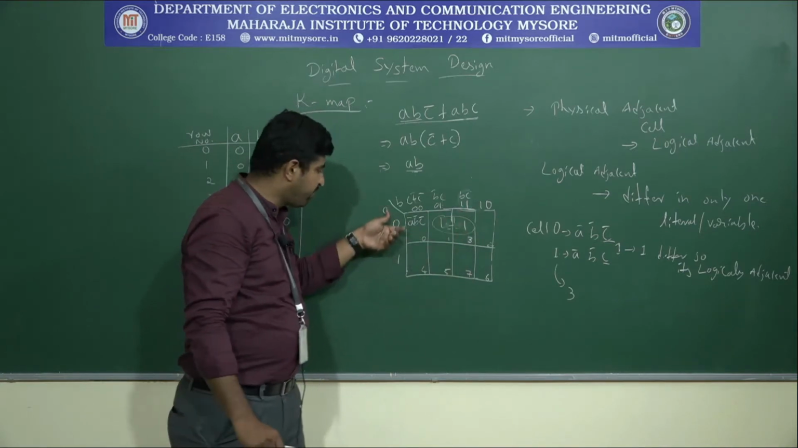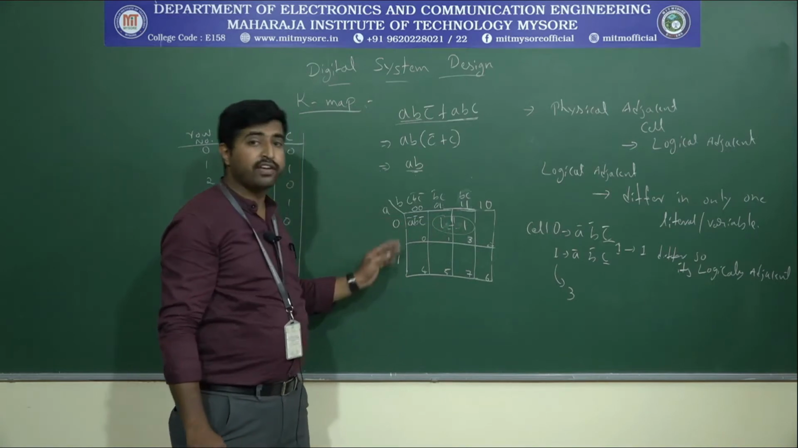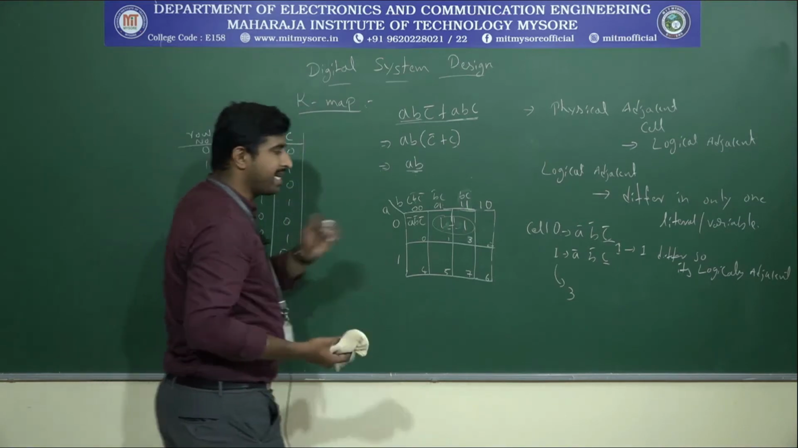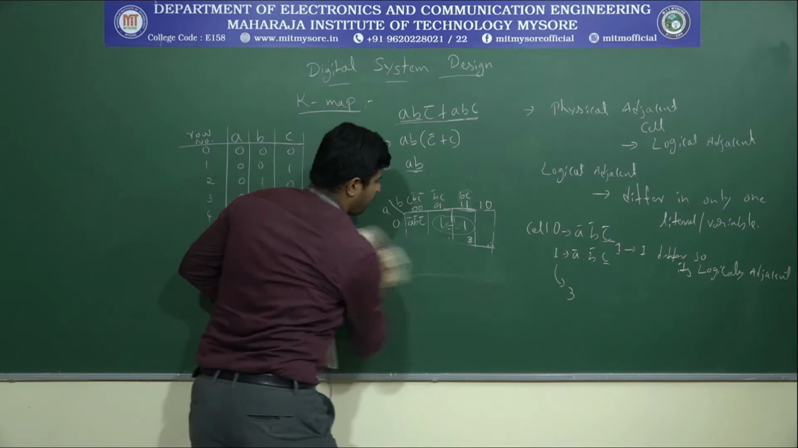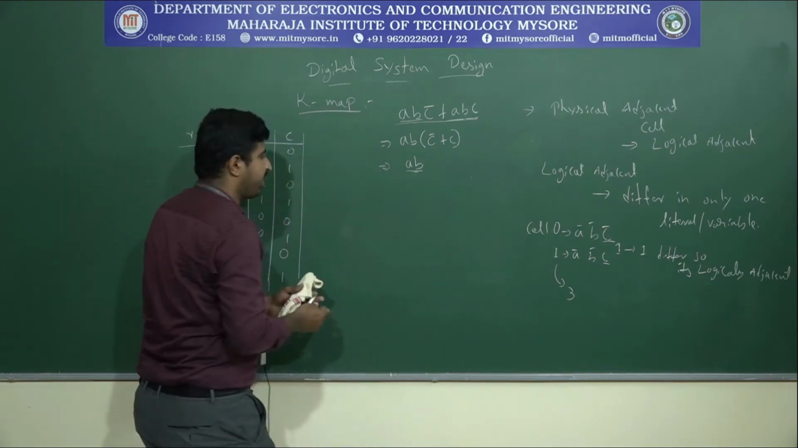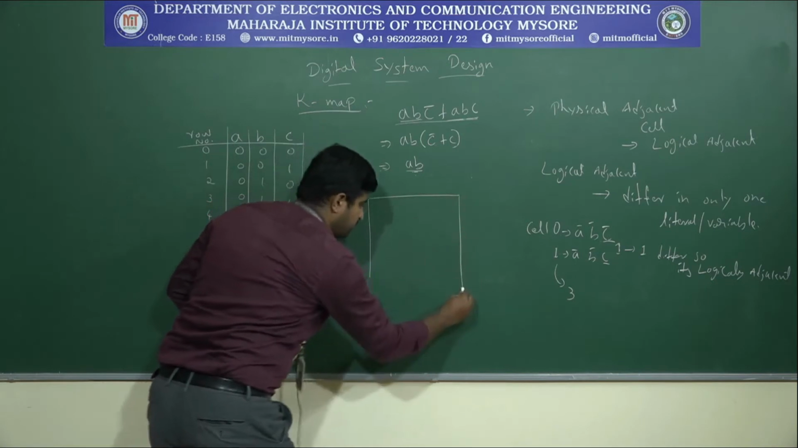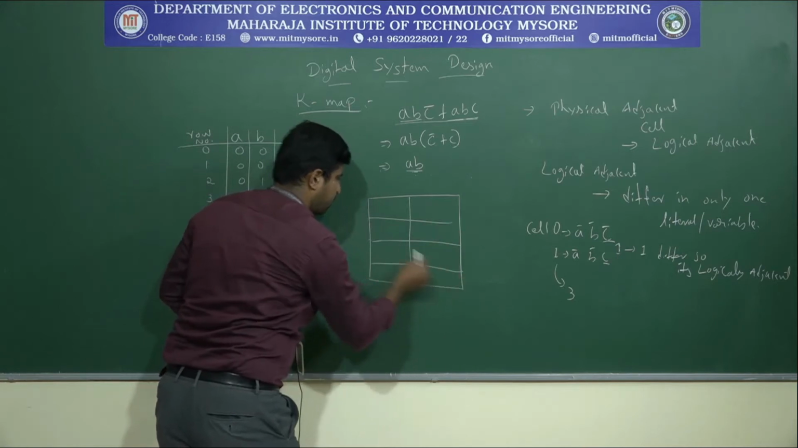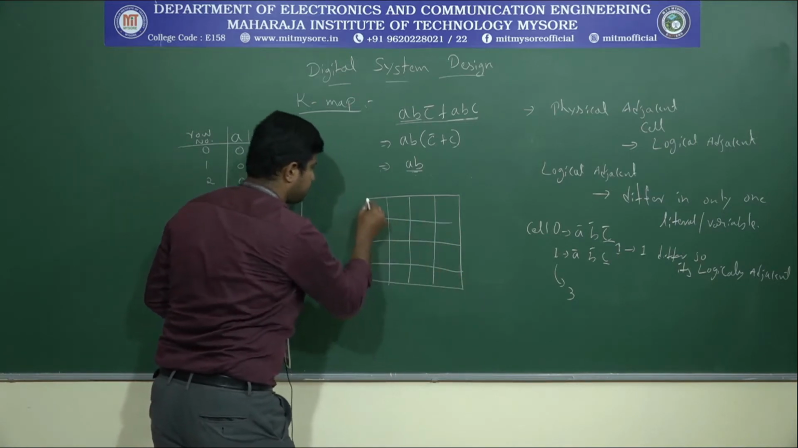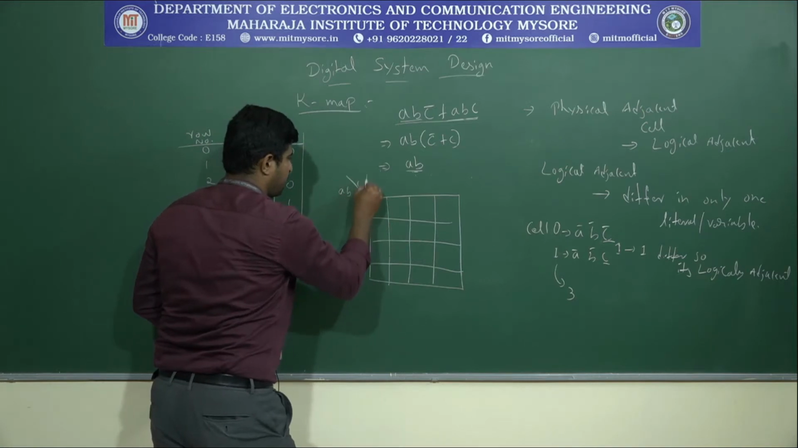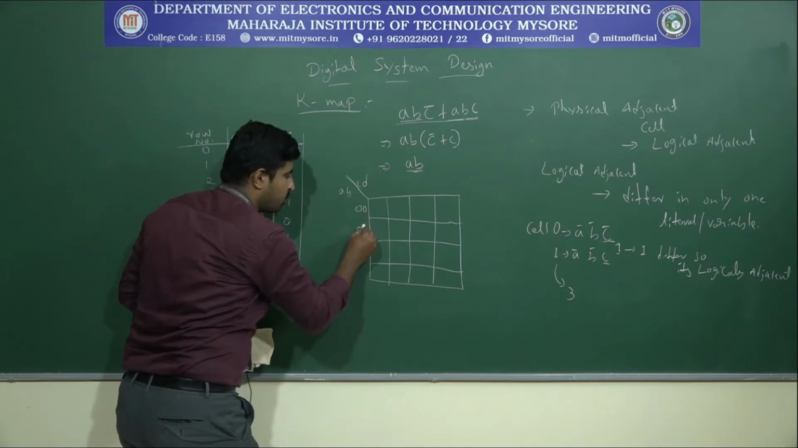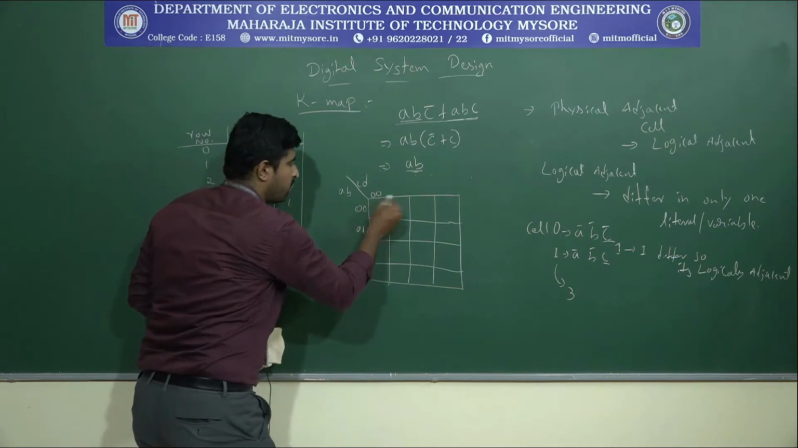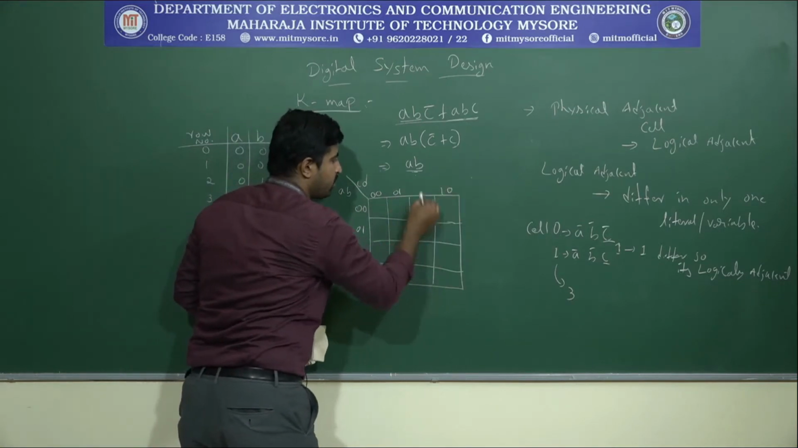Even if you have 2 variables in the row, if you take a 4 variable K map, you will be able to understand it in a better way. So I will take an example of a 4 variable K map. Here we write 0 0, 0 1, then 1 1, then 1 0.